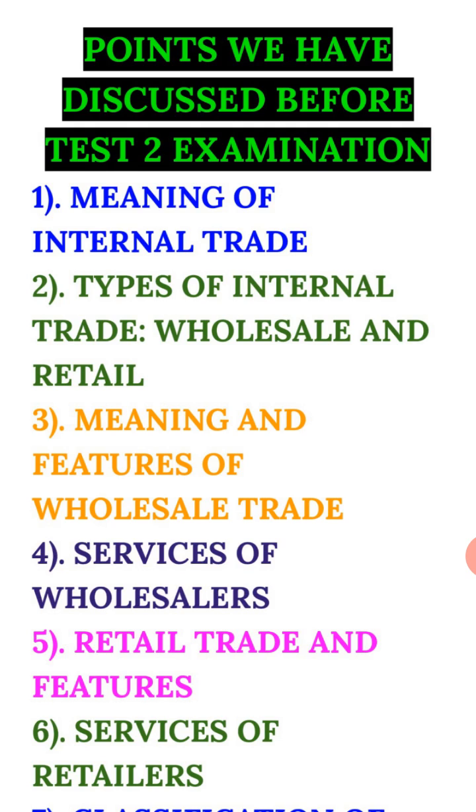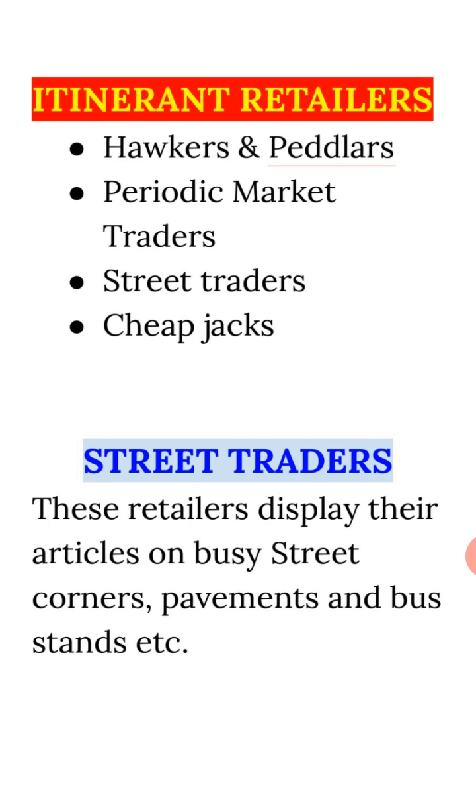Thereafter, we have discussed the classification of retailers, and we were on the types of retail trade. We have discussed that retail trade is basically divided into two parts, the itinerants and the fixed shop retailers. And who are the itinerants? Itinerants are the retailers who do not have a fixed place to sell goods. And among the itinerants, we have discussed hawkers, peddlers, and periodic market traders.